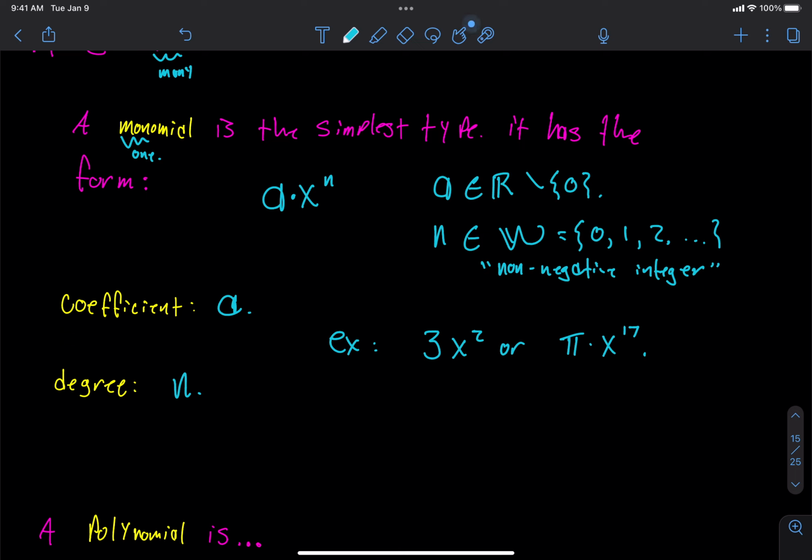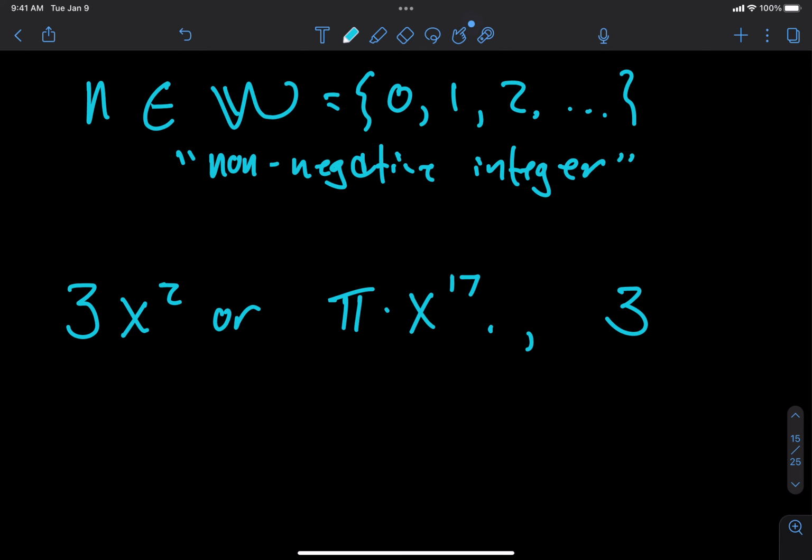That's also a monomial because the coefficient just needs to be a real number, which isn't 0. So there we go. And we could also use maybe the number 3. Why is the number 3 a monomial in this case? Because it could be like x to the 0 power. Yeah, it could be 3 times x to the 0, right? So you could think of 3 as 3 times x to the 0.